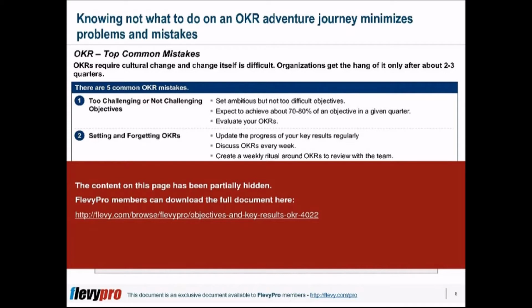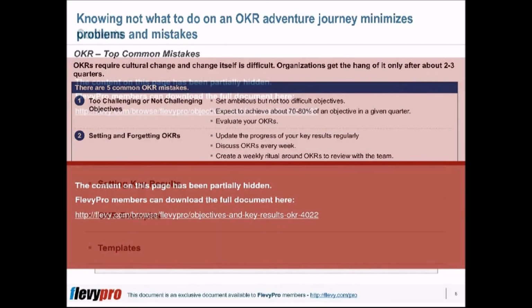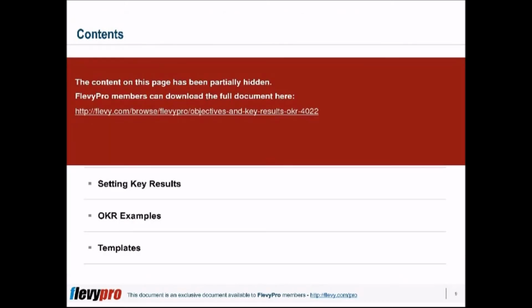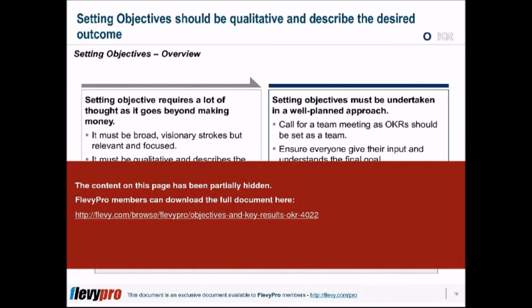Objectives. The objectives consist of a list of 3 to 5 high-level objectives. This is supported by initiatives, plans, and activities focused on achieving the objective and moving forward the key results. Setting objectives requires a lot of thought as it goes beyond making money. In fact, it must follow defined characteristics and be undertaken in a well-planned approach. This is to ensure that the objectives formulated are well-defined, focused, and achievable.